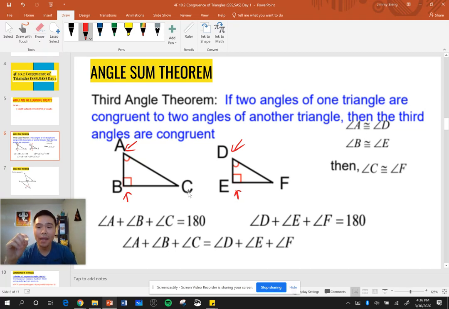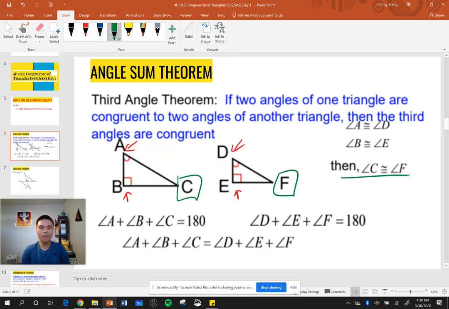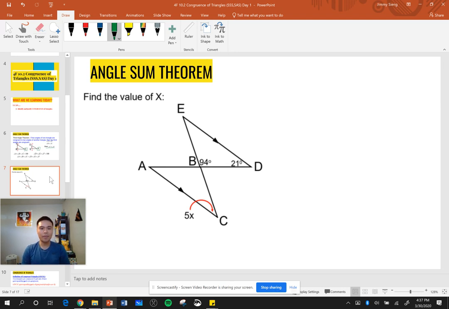But going back, angle A is congruent to angle D. Angle B is congruent to angle E. Because of this third angle theorem, I know that angle C has to be congruent to angle F, okay? So these have to be congruent or the same, okay? So now I know that I can add all those angles up, get 180, and then if I was to find the missing angle, I could use this theorem to figure that out, put those pieces together, okay? So let's look at this example, okay?